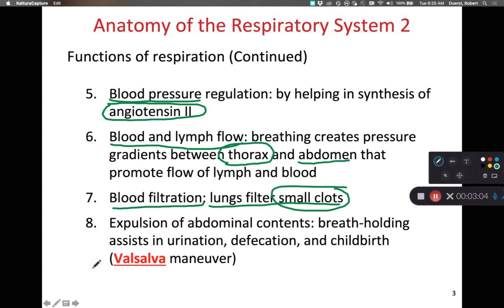And then as we look at the expansion of abdominal contents, we can use our respiratory system to help push things out of our abdominopelvic cavity. It's called the Valsalva maneuver. It's when you take a big breath and you bear down. This Valsalva maneuver is used a lot of times by people that are defecating or urinating, and it's also used during the childbirthing process as well.